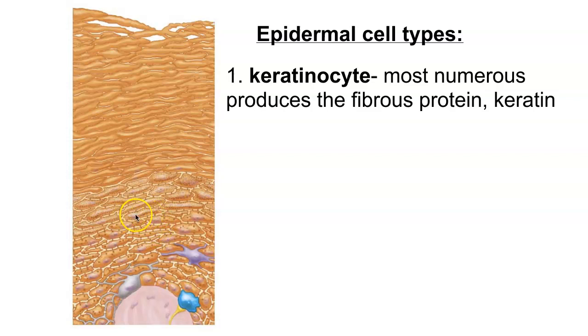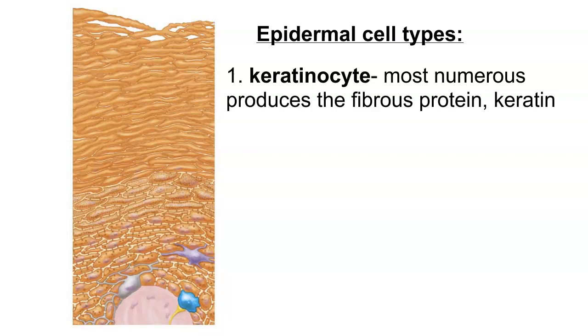Eventually, the cells become completely filled with keratin and it kills the cell. And those dead, scale-like cells filled with keratin are the ones that get pushed up to the surface of the epidermis and eventually shed from the epidermis. But the keratinocyte is what makes the epidermis kind of like a water-resistant overcoat.